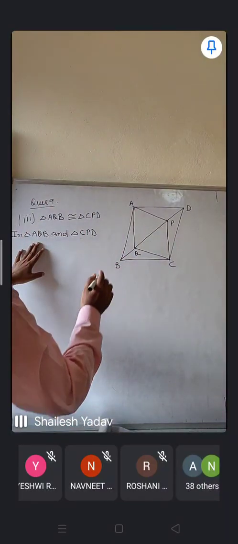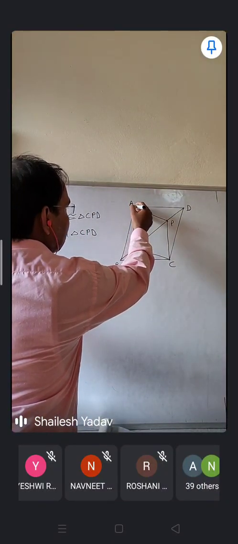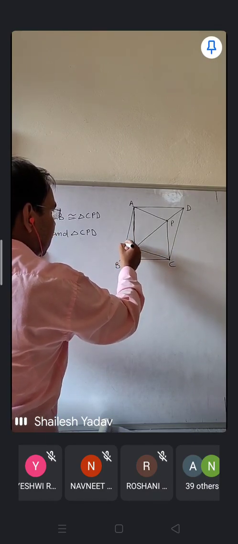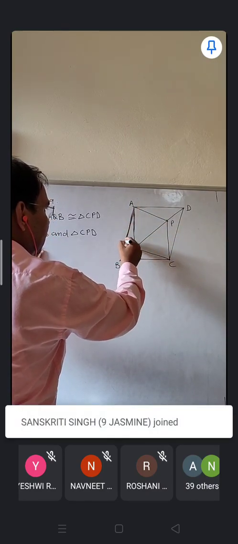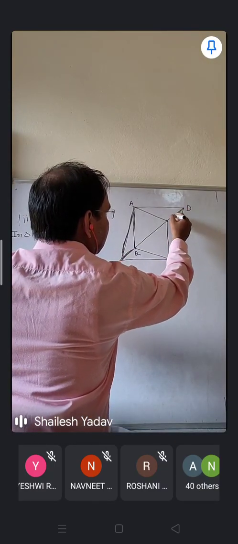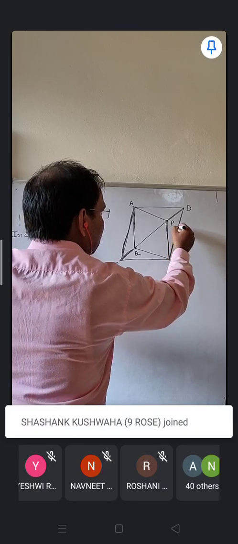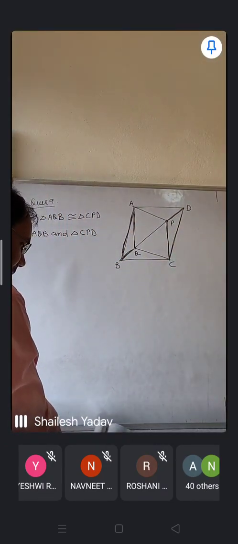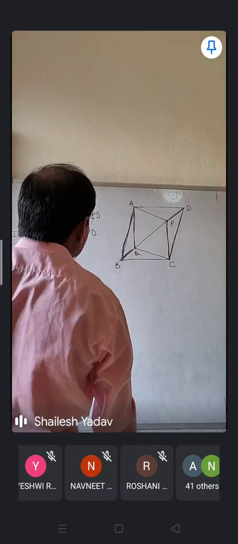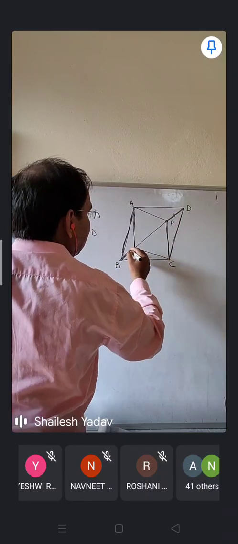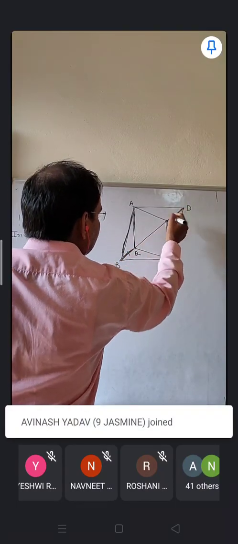So triangle AQB, here it is the triangle AQB. I am going to mark it. And the second triangle is triangle CPD. So here it is the triangle CPD. You need to prove that both these triangles are congruent. Now if you read the statement of the question, it is given that DP equals BQ. In the question it is given that DP and BQ are equal.